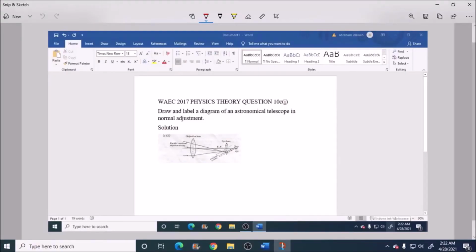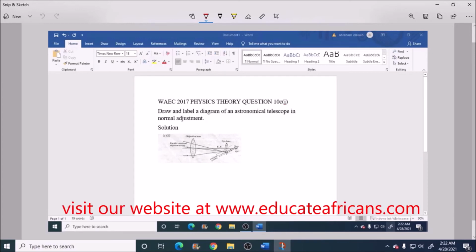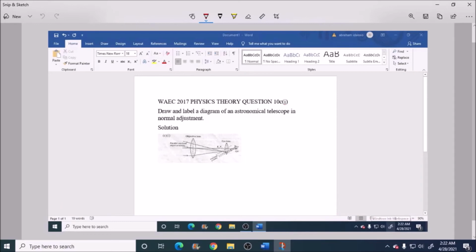Hello and welcome. Today I will be answering WAEC 2017 Physics Theory question number 10C, Roman figure 1. The question says to draw and label a diagram of an astronomical telescope in normal adjustment. Now, because of the diagram, I have provided the solution on the screen.